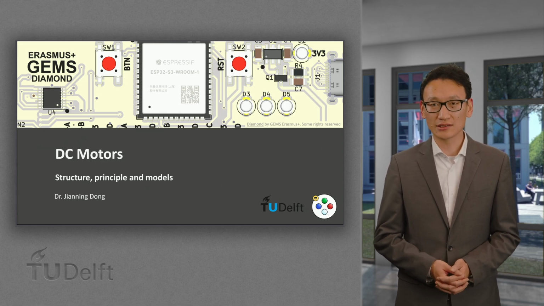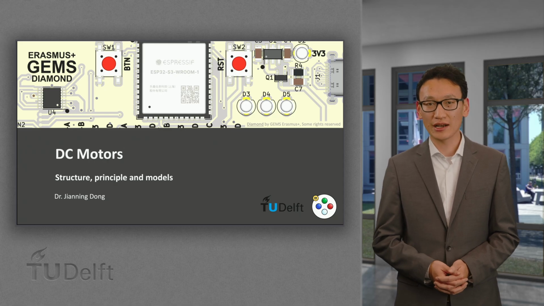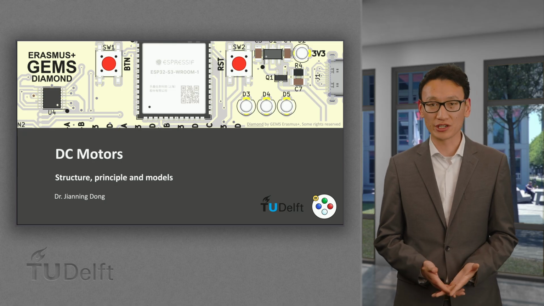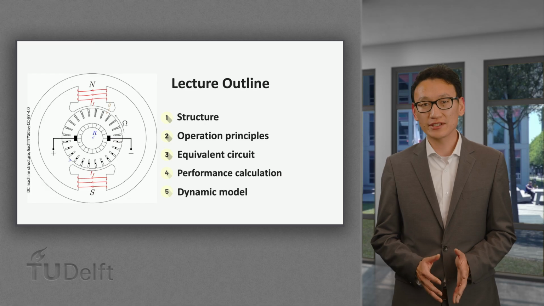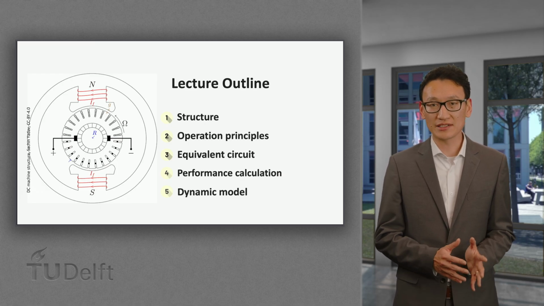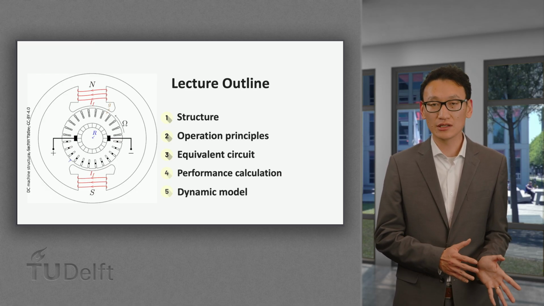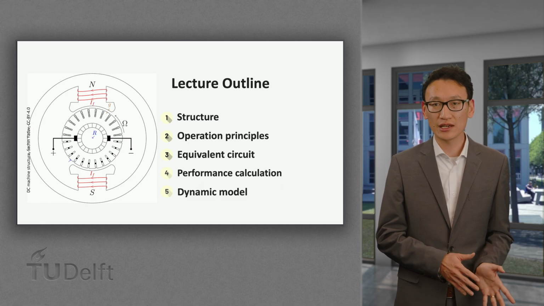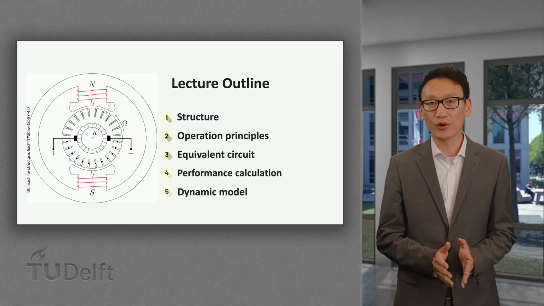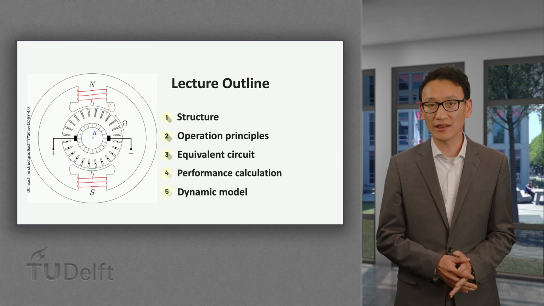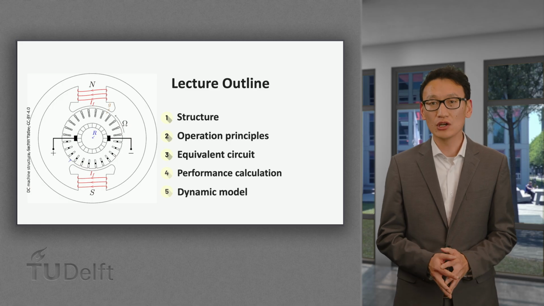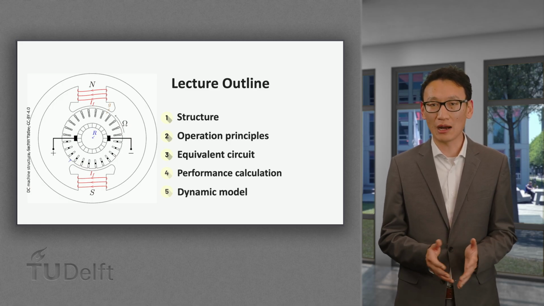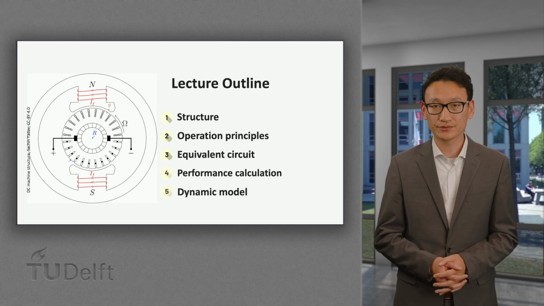The topic of this lecture is DC motors, and we will discover the structure, principle, and models of DC motors. The outline of the lecture is as follows. We will start with the structure of the DC motor and its operation principle. After that, the equivalent circuit is introduced and the steady-state performance calculation will be studied based on it. By the end of this lecture, we will also introduce the dynamic model of the DC motor, which is essential for our follow-up studies on DC motor control.